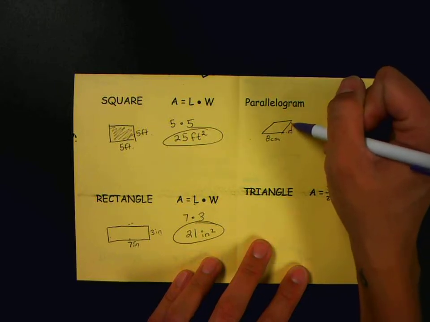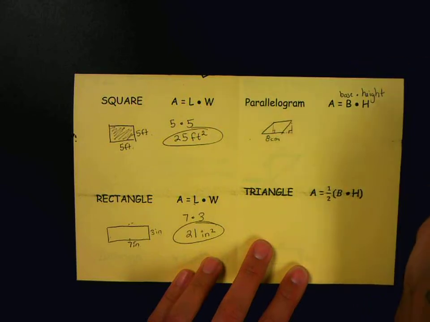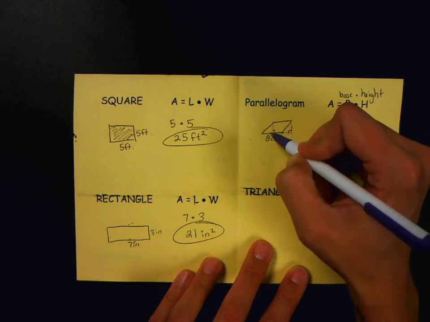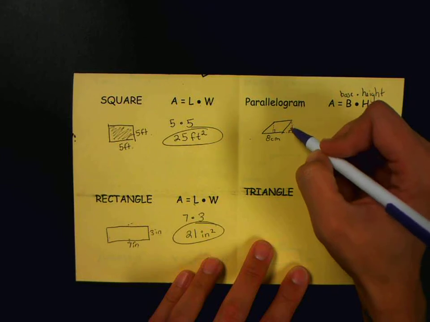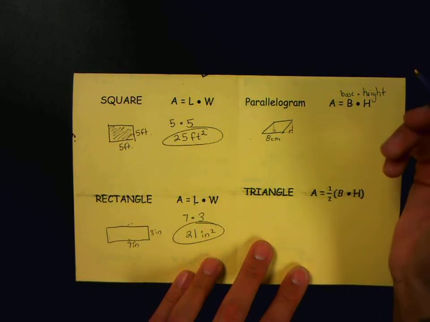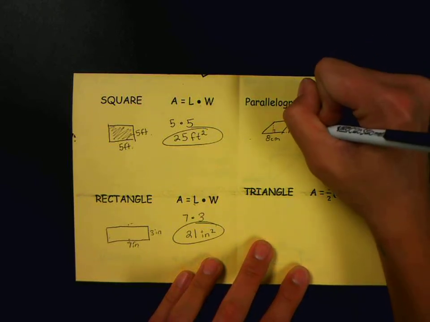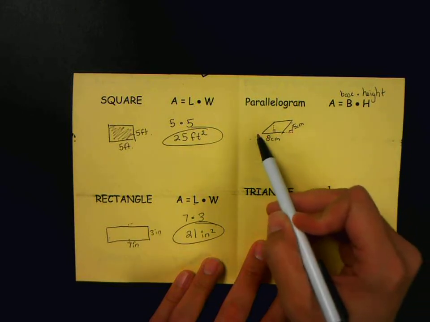Either way, there's a line from the top to the bottom, and the height makes a 90-degree angle with the base. So as long as your height makes a 90-degree angle with one of the bases, then that is your height. In this case, we're going to make it 5 centimeters. So again, base is just the base of the parallelogram. This extended part is not the base. So remember, that's not the base, it's just the base of the actual shape.